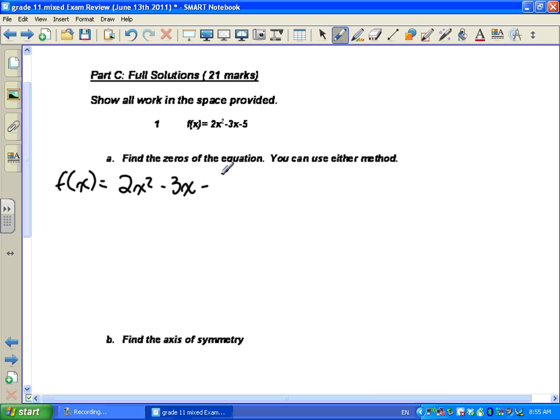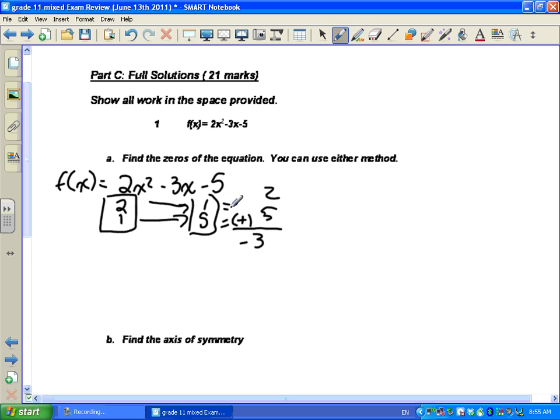So we need to find the factors of the first term and the last term. And you know that the products need to add up to -3. If you look across, they quite easily work. 2 times 1 is 2. 1 times 5 is 5. And if the 5 is negative, we're going to add up to -3.